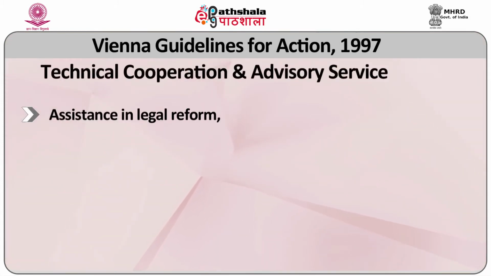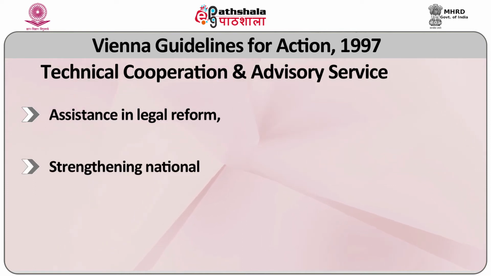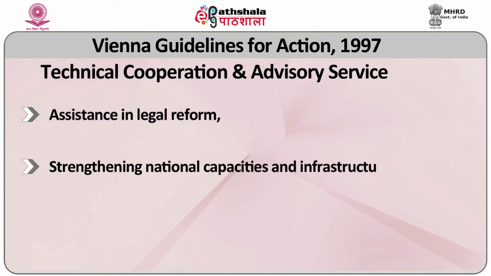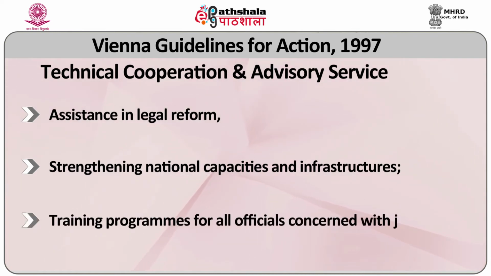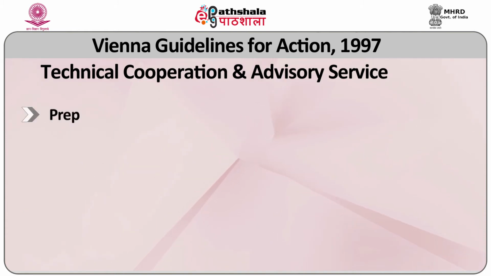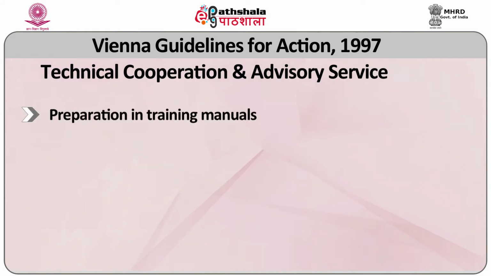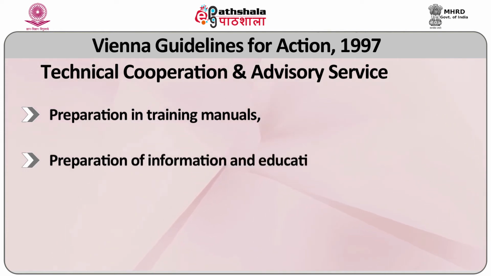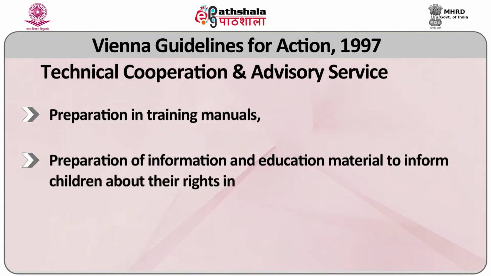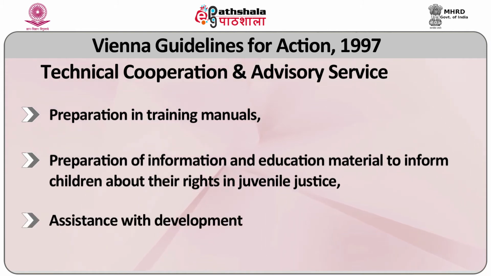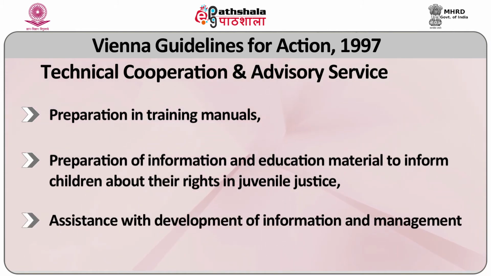A. Assistance in legal reform. B. Strengthening national capacities and infrastructures. C. Training programs for all officials concerned with juvenile justice. D. Preparation of training modules. E. Preparation of information and educational material to inform children about their rights in juvenile justice. And 6. Assistance with development of information and management systems.